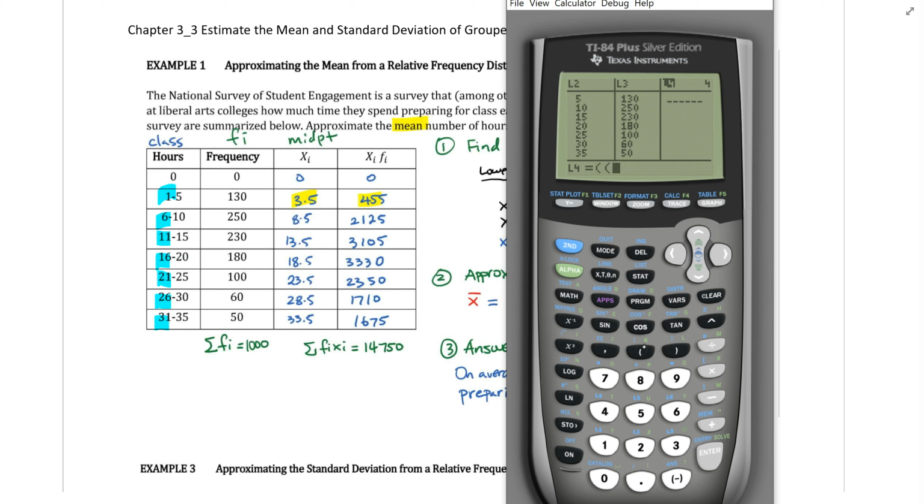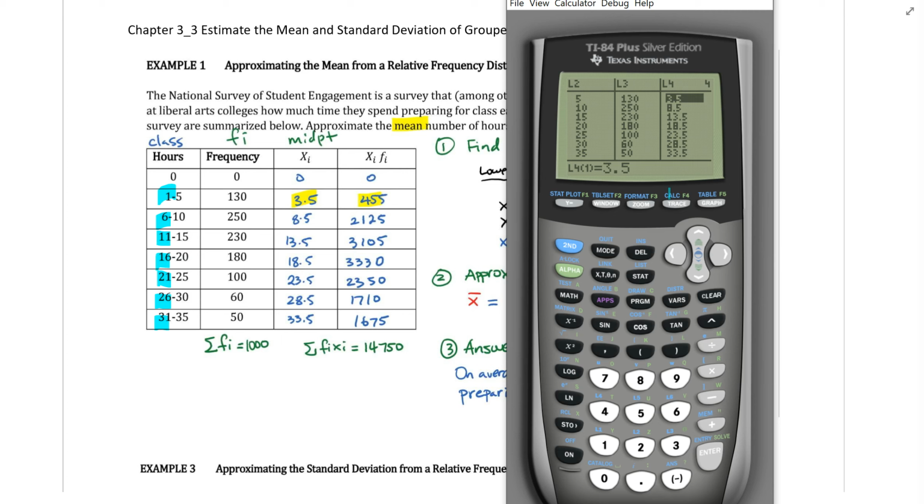All right, so let's do it. The lower class limit is in L1, so second 1 gives me L1, plus the upper class limit, which is in L2, so second 2, close the parenthesis, and then divided by 2. Once I compute that, I add 0.5 at the end. And that's L4. Notice that that is my class midpoint, which is given in the third column of my data over here, which we calculated in class, xi.